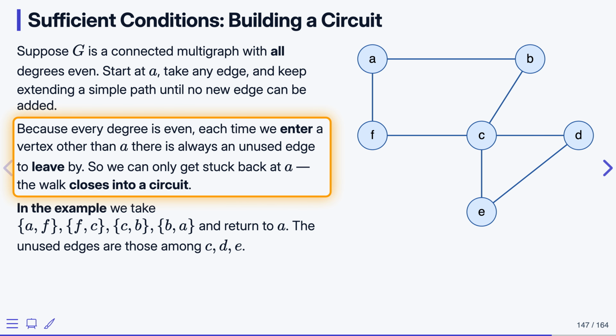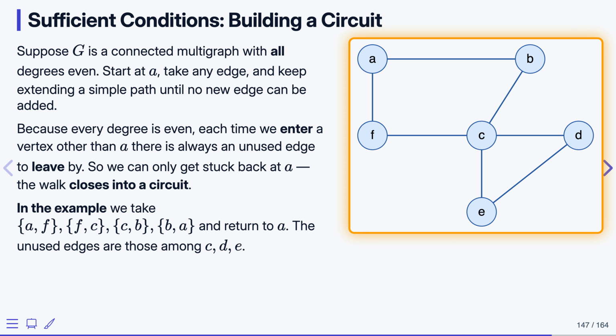This is the key point. Every time you arrive at a vertex that is not A, count the edge ends you have used there. Each earlier visit used 2, one to come in and one to go out. This arrival uses one more, so the used count is odd. The degree is even, and an even number minus an odd number is odd, so at least one end is still free. There is always another unused edge to leave by, so you can never get stuck in the middle. You can only get stuck back at A, which means the walk closes into a circuit.